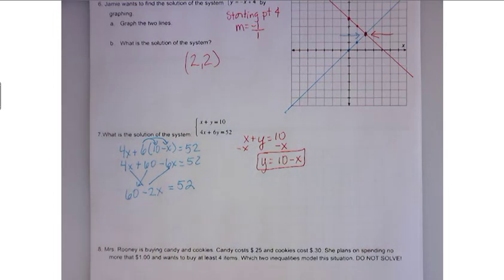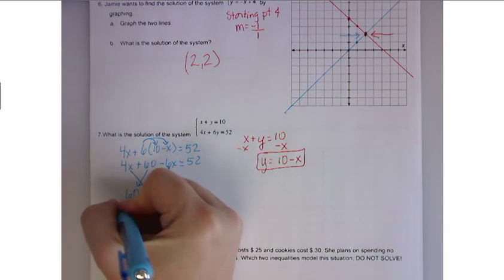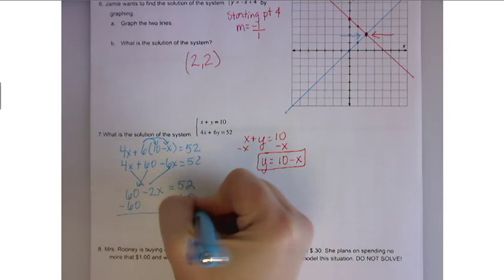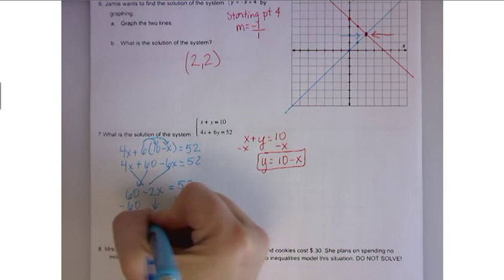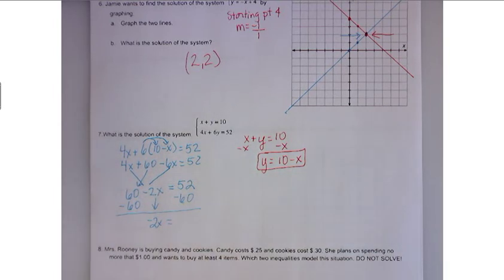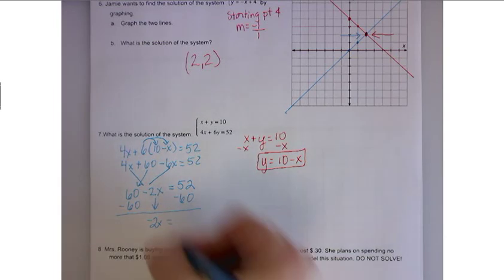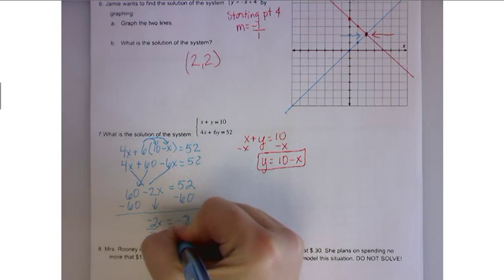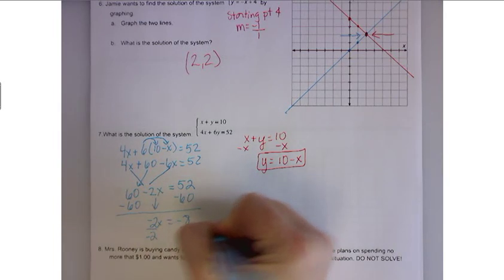60 minus 2x. I'm going to subtract that 60. I'm going to bring down that negative 2x equals 52 minus 60, negative 8. Divide both sides by negative 2. X equals 4.